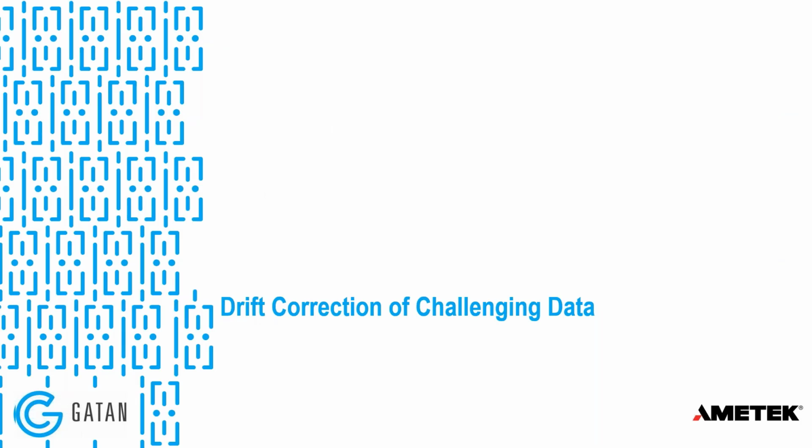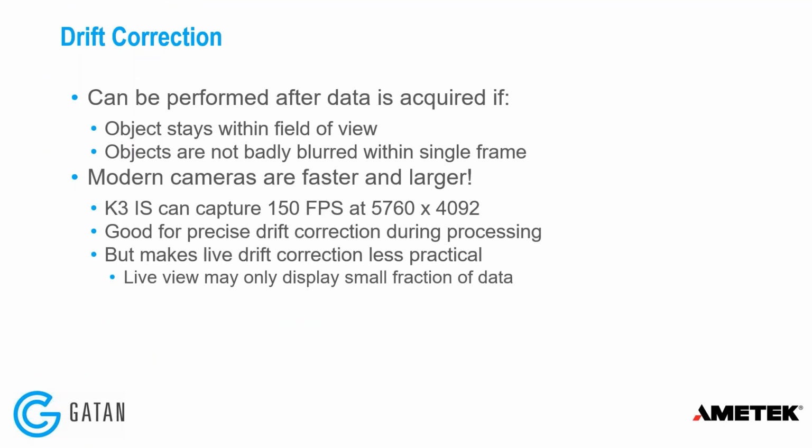So the next thing I want to talk about is drift correction of challenging data. Drift correction can be performed after the data is acquired if the object stays within the field of view. That's an obvious one. And if objects are not badly blurred within a single frame. And the good news about these two requirements is that modern cameras really enable both of these. Modern cameras tend to be faster and larger.